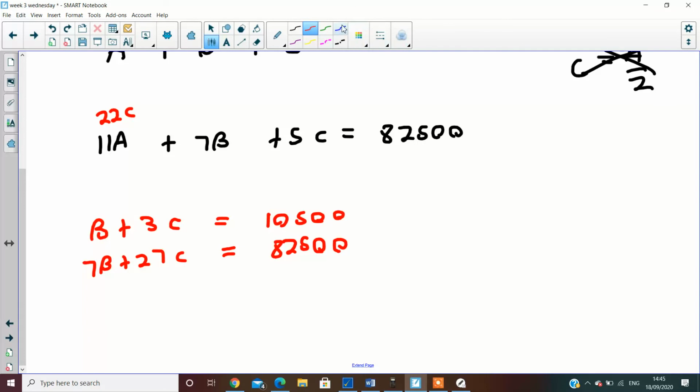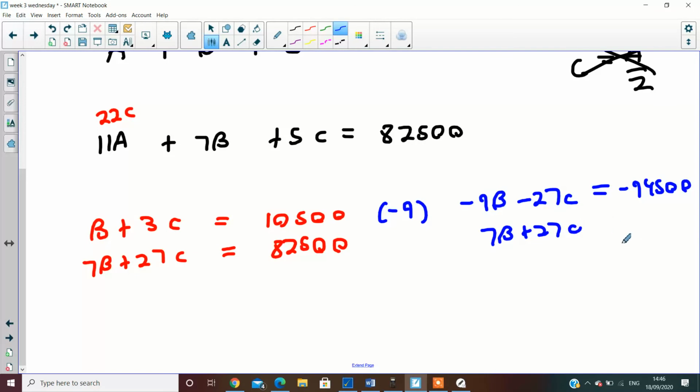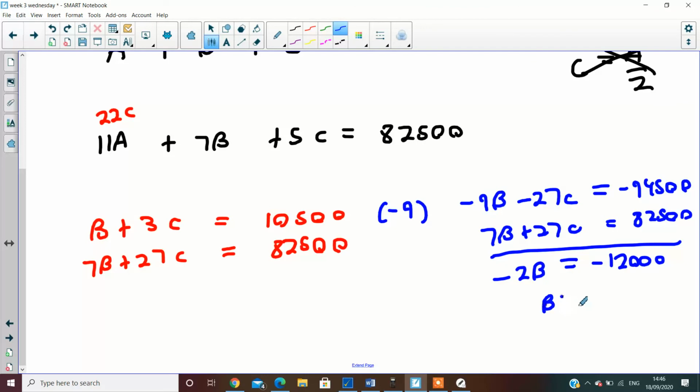Multiply the top one by minus 9, that will do the trick. Minus 9B minus 27C equals minus 94,500. 7B plus 27C equals 82,500. Minus 2B equals, what's that, minus 12 grand? Hallelujah, B equals 6,000 euro.